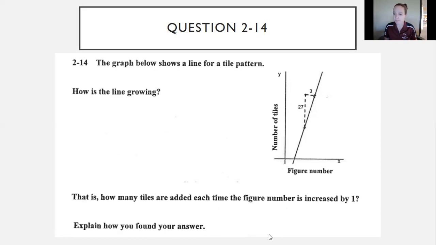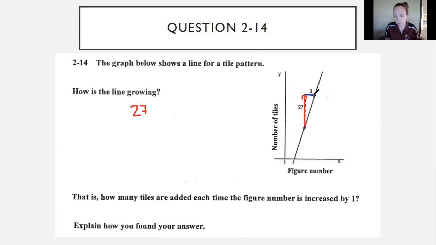So let's take a look at this guy. So again, X is the figure number. So figure 1, figure 2, figure 3. Y is the number of tiles. So notice we have no numbers down here, which is okay. That's not a big deal. But what we do know is that our pattern in the Y direction is 27. Okay, so that means I have 27 tiles.